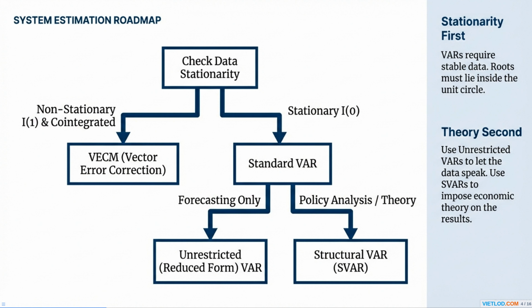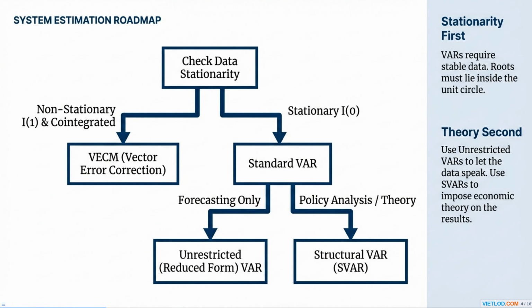This slide presents a roadmap for system estimation, starting with a crucial first step: checking data stationarity. If your data is non-stationary, specifically I(1) and co-integrated, the appropriate model is a VECM, or Vector Error Correction model. However, if your data is stationary, denoted as I(0), you should proceed with a standard VAR model. Once you're on the path to a standard VAR, your objective determines the next step. If your primary goal is forecasting, you'll use an unrestricted, or reduced form, VAR. But if your aim is policy analysis or testing economic theory, a structural VAR, or SVAR, is the correct choice.